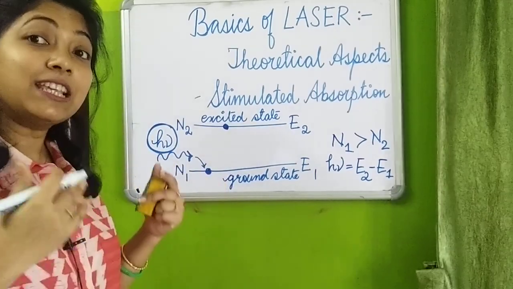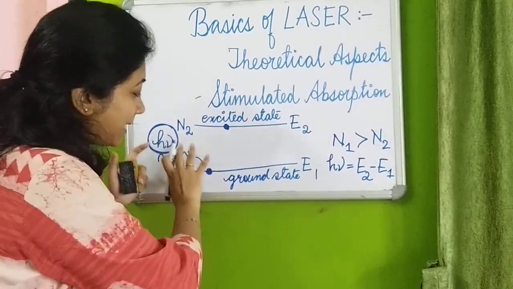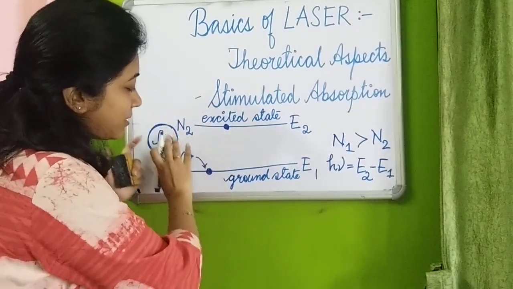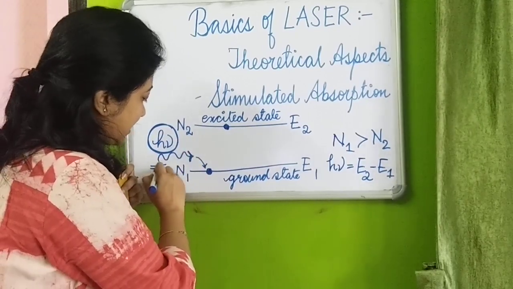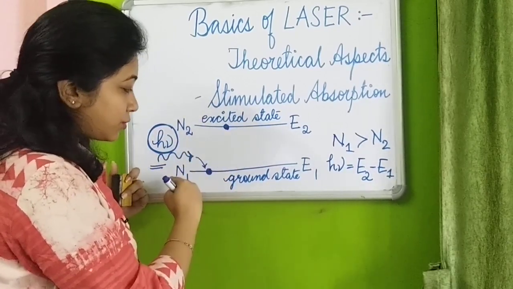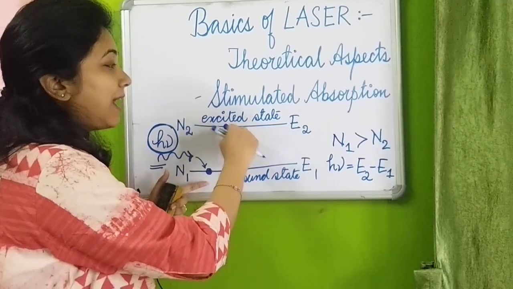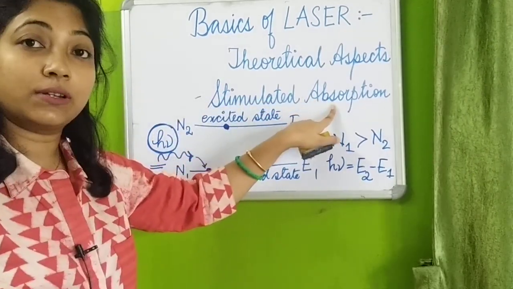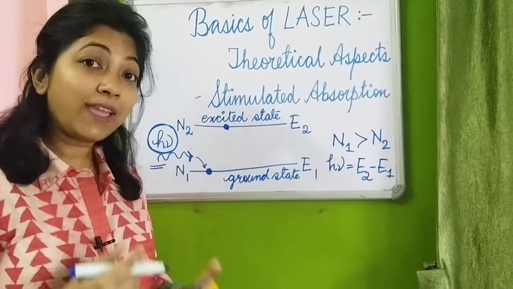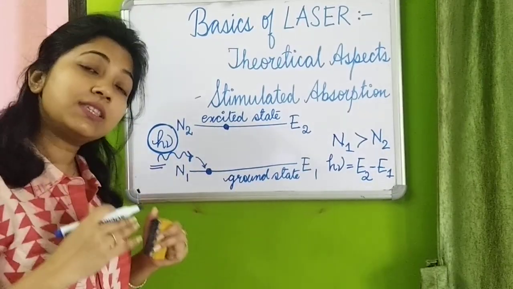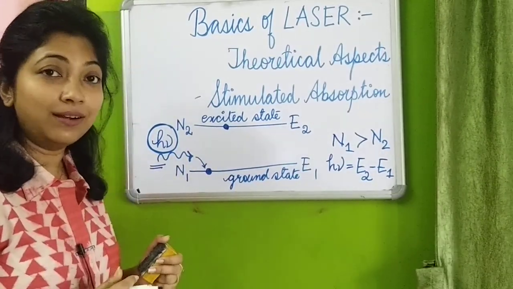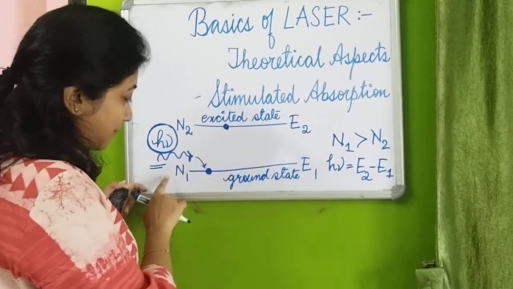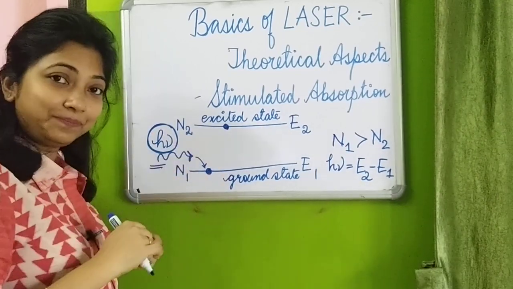This process of absorbing the photon, or the energy given by the stimulation from the external source, and going to the higher energy level is called stimulated absorption. Now I hope you can understand why we have used the word stimulated. This entire process has only occurred because we have stimulated it with the external photon.